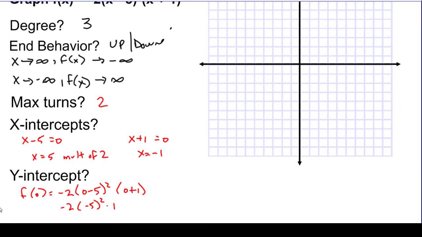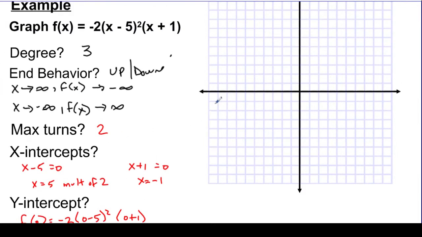That's simplifying just the inside of the parentheses. Well, negative 5 squared is 25. 25 times negative 2 is negative 50. Negative 50 times 1 is still negative 50. So in this case, f of 0 is negative 50. Now let's take all this information and put it on the graph.